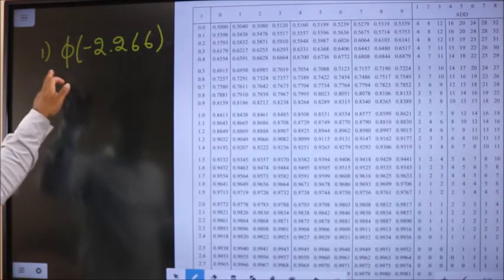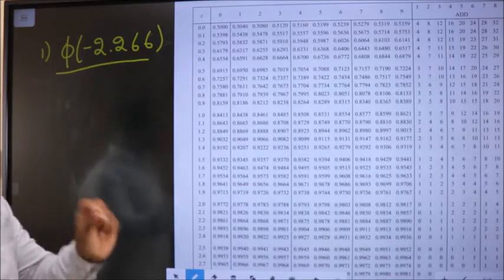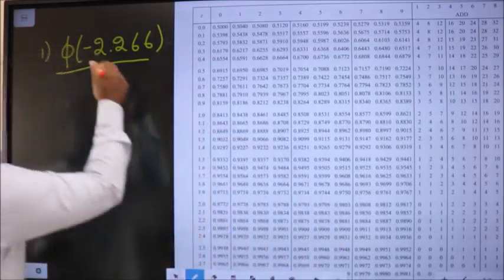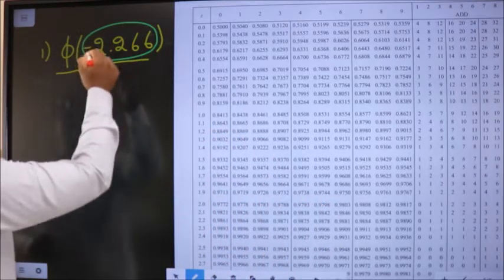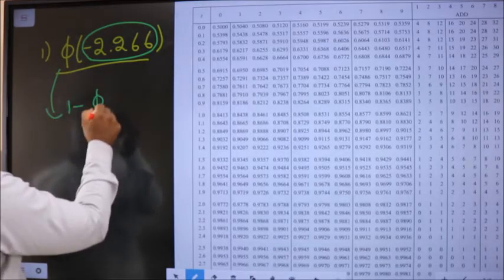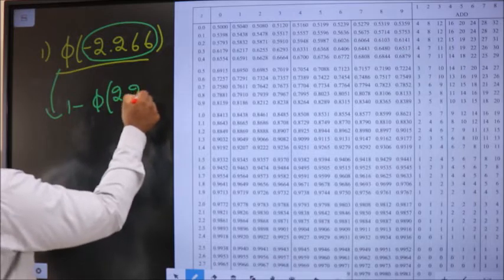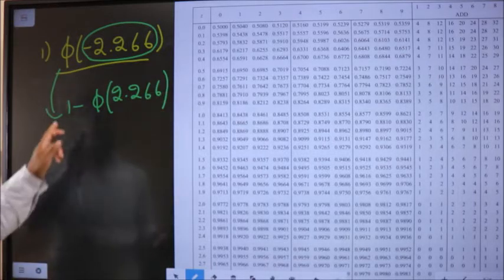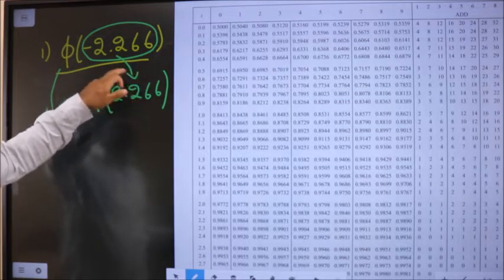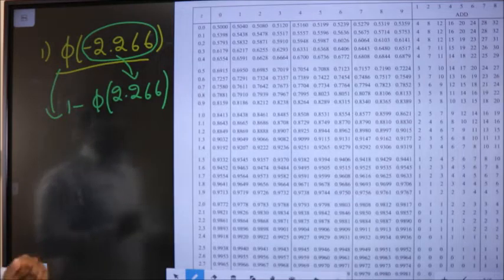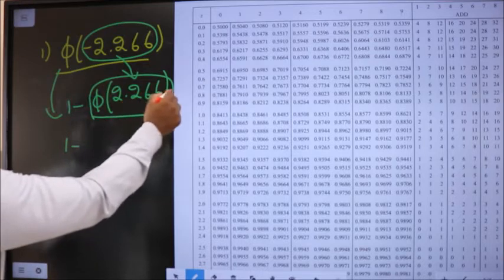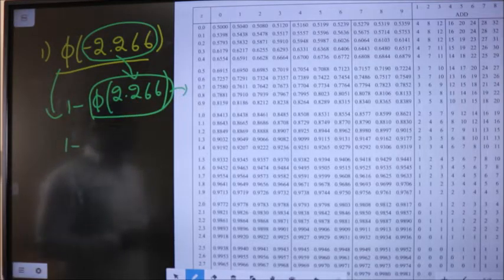I want to find out now phi of minus 2.266. Since it's negative, I need to make this into positive first. And to convert this into positive, what we do is 1 minus phi of 2.266. Outside I am doing 1 minus. So automatically this becomes positive. Okay. Now, once this is positive, I can make use of this table to find its value.